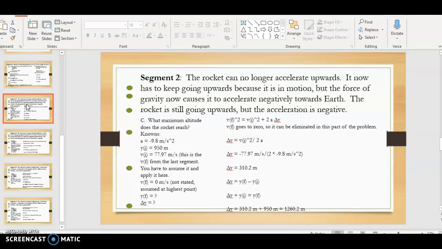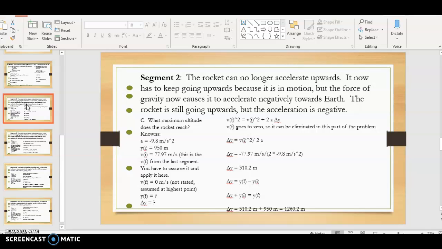So I'm going to choose an equation for the information I have: final velocity squared equals initial velocity squared plus 2a delta y. And the final velocity goes to 0 in this part of the problem, so I can eliminate it. My delta y is going to equal vi squared, or initial velocity squared, divided by 2 times the acceleration. So I'm going to plug in my numbers, and my delta y is going to equal 310.2 meters.